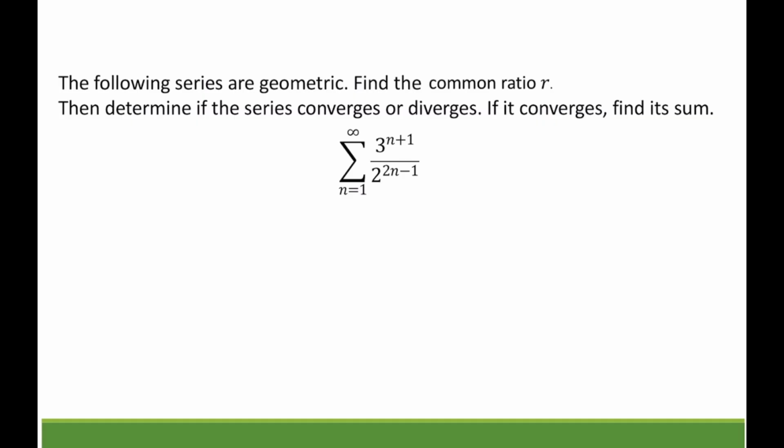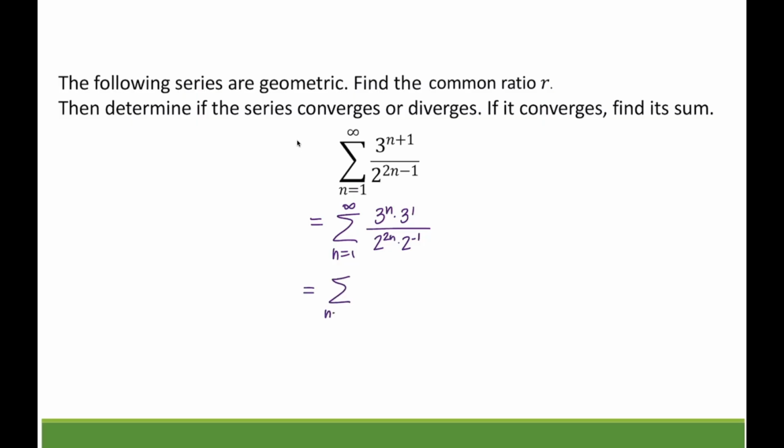And now we're going to go back to just looking at geometric series, finding their common ratio, and determining if they converge or diverge, and if they converge, find the sum. The only difference here is that some of the algebra is a little bit more involved, just to practice the algebra. So here we're going to rewrite this as the sum of n equals 1 to infinity of 3 to the n times 3 to the 1 over 2 to the 2n times 2 to the negative 1.